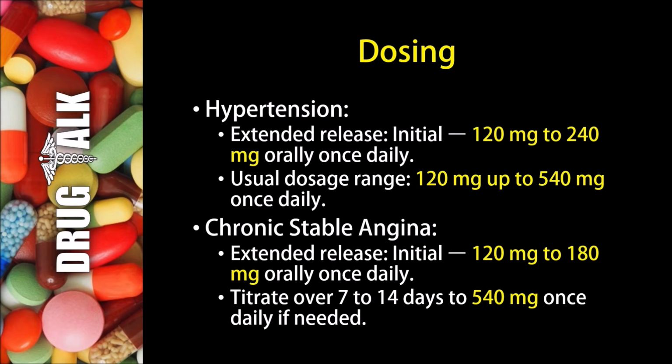In the treatment of chronic stable angina, again with the extended release formulation, the initial dose would be 120 to 180 milligrams orally once daily, and then they can titrate this dose over 7 to 14 days up to 540 milligrams once daily if needed.